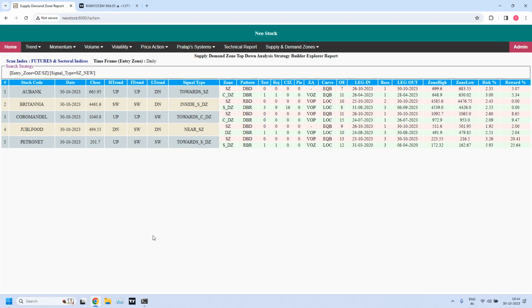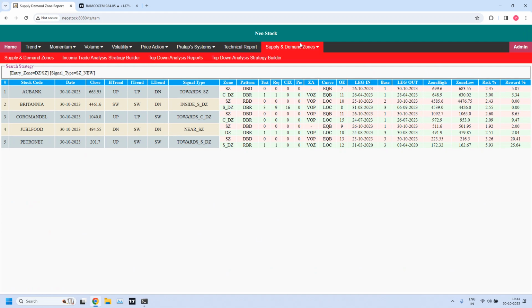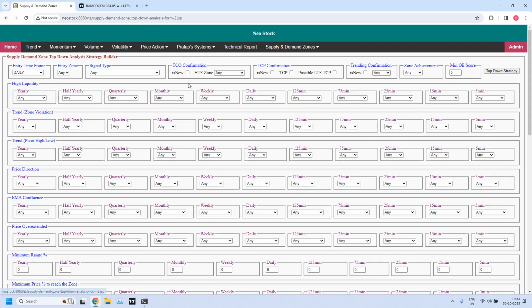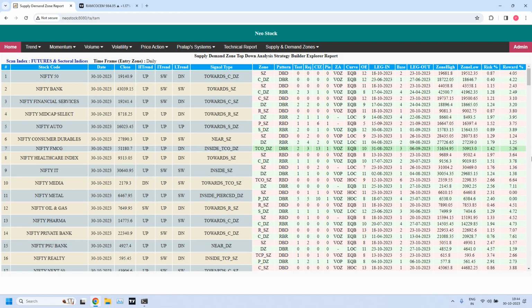So this is about the filtered list. Now I will generate demand and supply zones for all the stocks for your reference purpose. For entry time frame daily, this is the list, complete list. I'll keep on scrolling this list. Whichever stock you want to refer, please pause the video and you can refer to the stock's parameters.